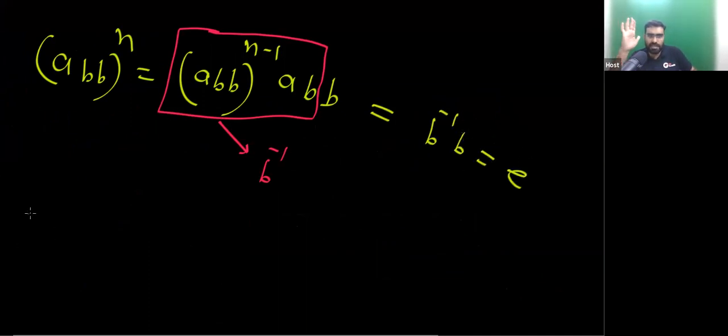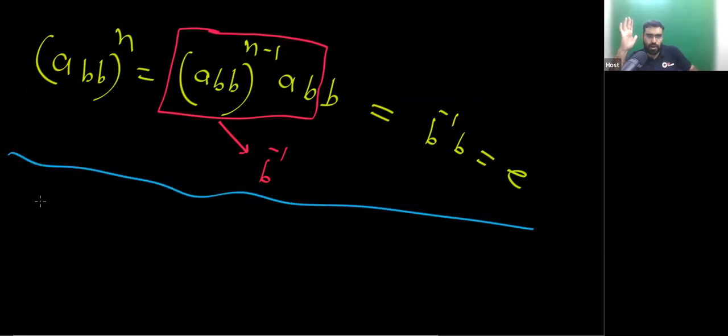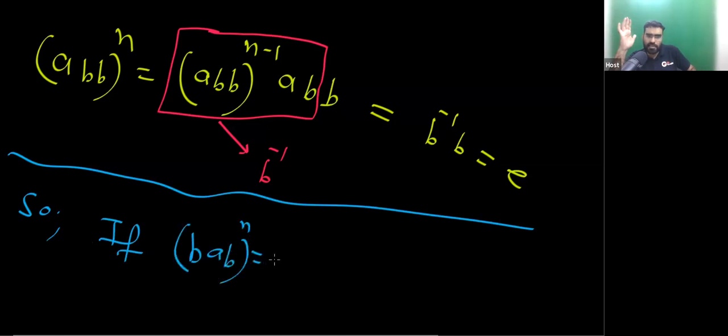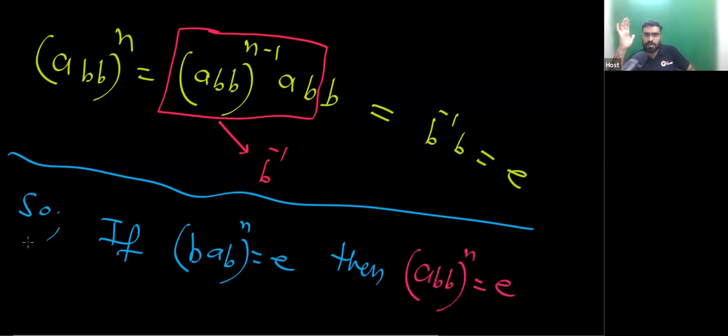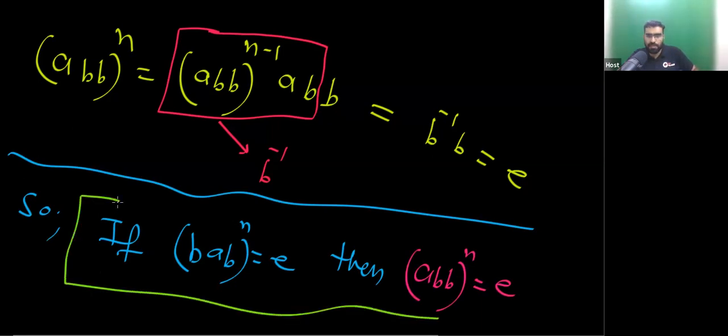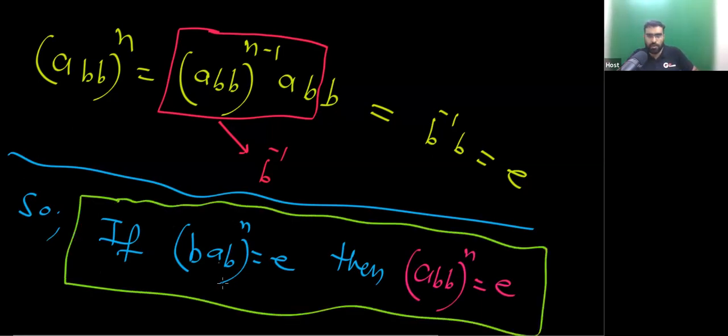So isn't it interesting? Did you understand the proof? So what have we proven? We have proven that if BAB power N is E, then ABB power N is also E. Please tell me, did you find this interesting? Simple proof, right? Just some manipulation. So this is what we have seen.